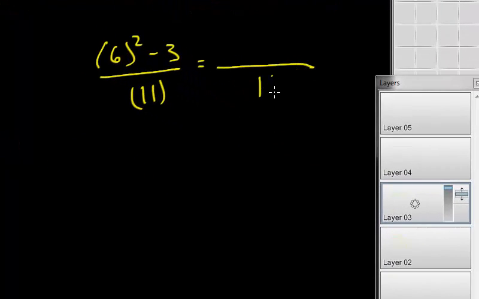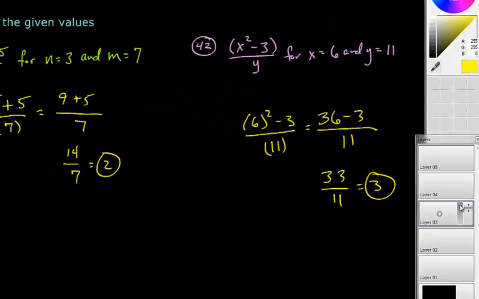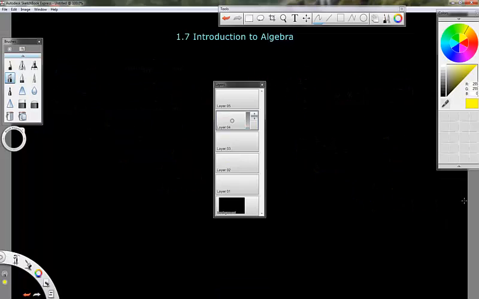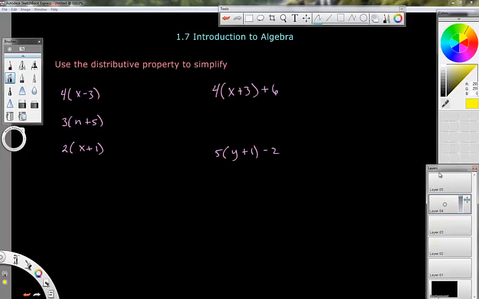Let's see what happens. The bottom will be 11. This will be 36, that's 6 times 6, minus 3. 36 minus 3 is 33 over 11, which works out to be 3. All right, so there's that. If I went too fast, go back and watch it again. That's the beauty of this. Just rewind it.